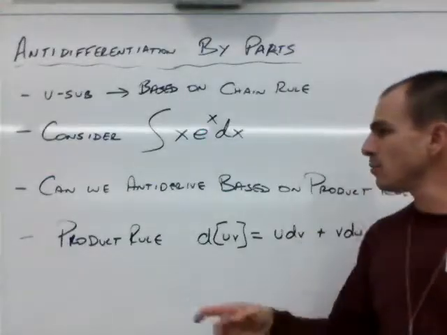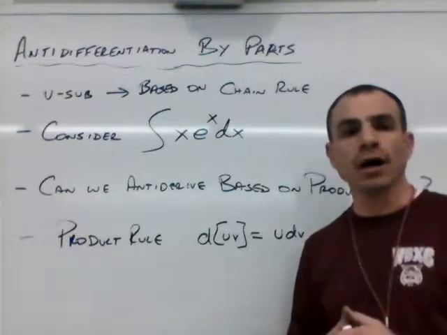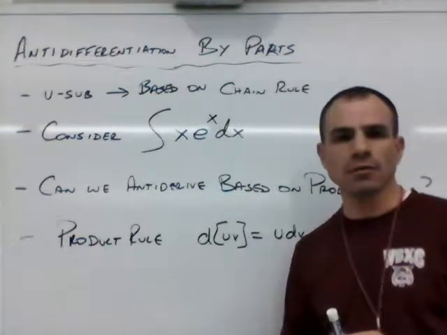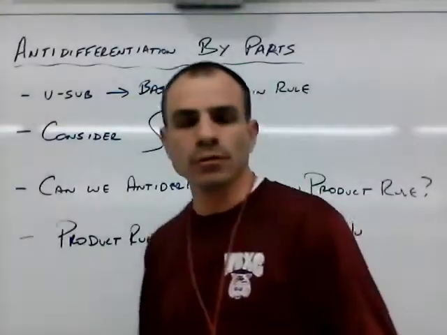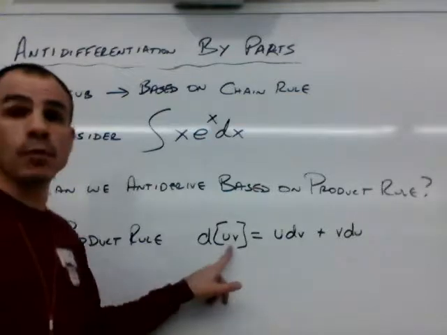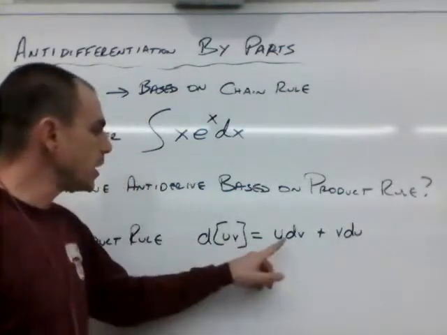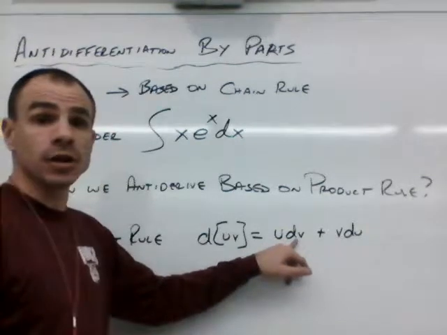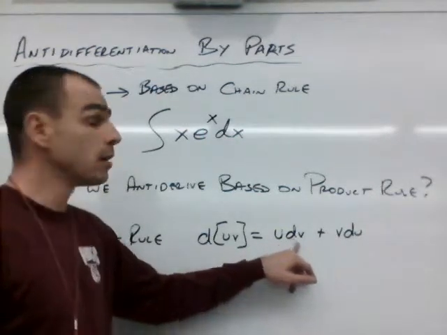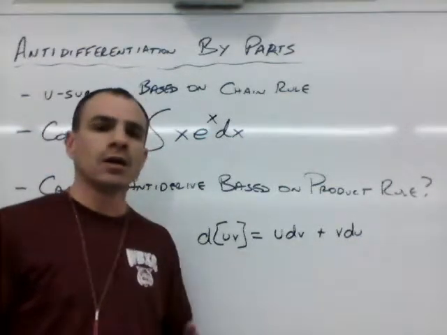The idea is, well, maybe we can antiderive based off of the product rule when all is said and done. Maybe that's something we actually can do. The product rule says if we're taking the derivative of two entities that are being multiplied, u times v, well, we derive one term and we keep the other. So keep the first term, derive the second, plus now we keep the second term and we derive the first.